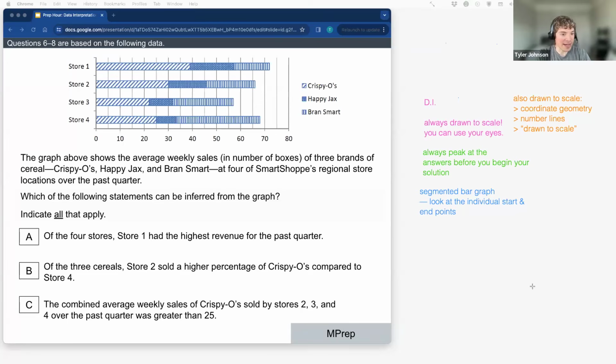Beginning with choice A. What do we know about the sales and the revenue according to this graph? Well, what we're looking at is 3 cereals, 4 stores, and the sales numbers for boxes. But that's not enough to determine the revenue, right? We don't want to make the assumption that every box is being sold for the same amount at every single store.